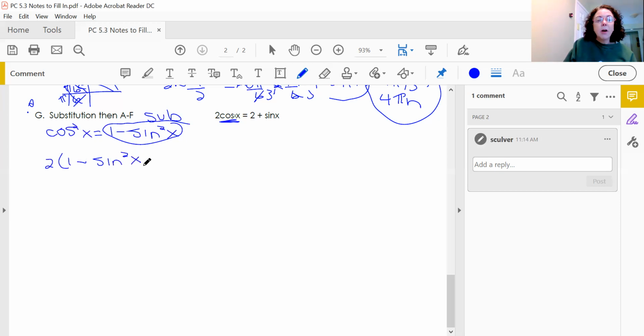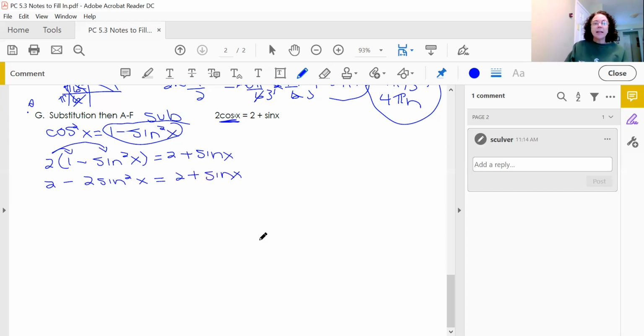Now that I have all sines in my equation, I think that I might be able to solve this. Okay, I'm first going to distribute the 2. And I have 2 minus 2 sine squared x equals 2 plus sine of x. And I think I need to get everything to the left and set it equal to 0.